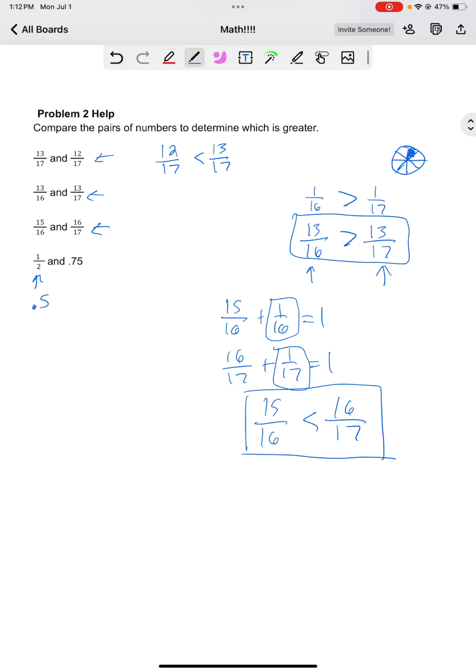So if 0.5 is 1/2, and then I have 0.75 to compare it with, which one is bigger? Well, just think about dollars and cents. Half a dollar is less than 75 cents, and so that means that 0.75 is bigger than 0.5.